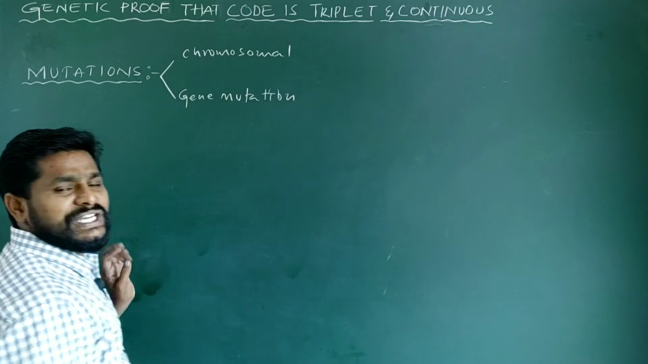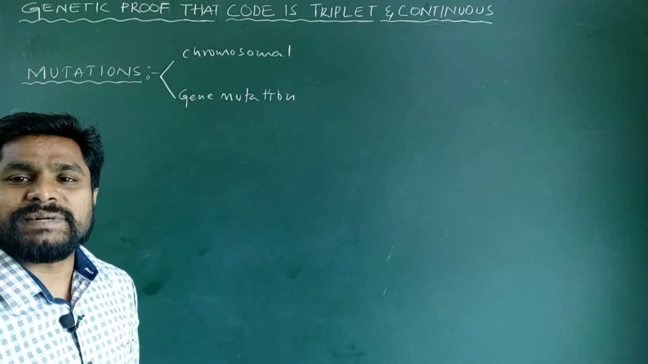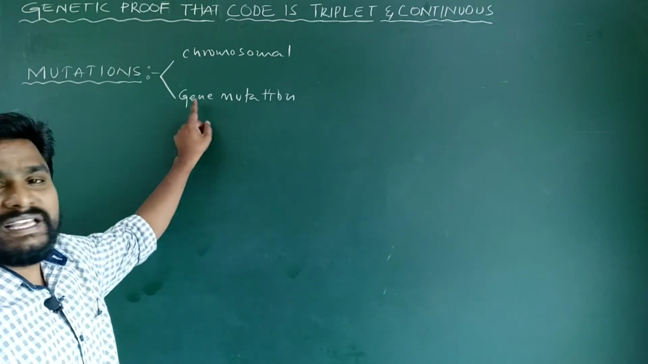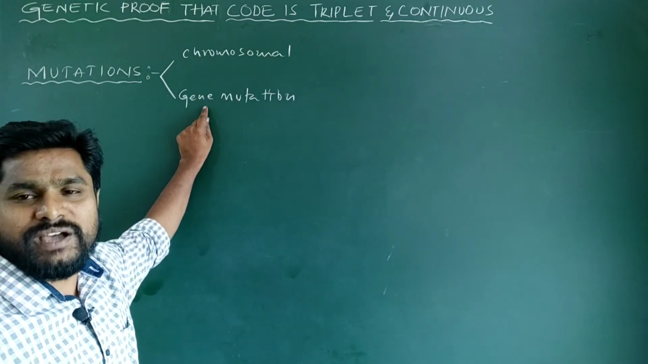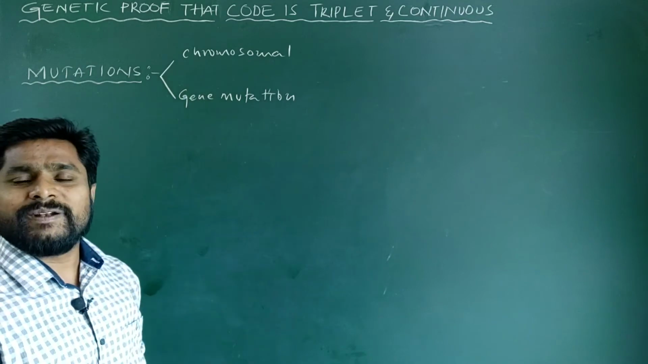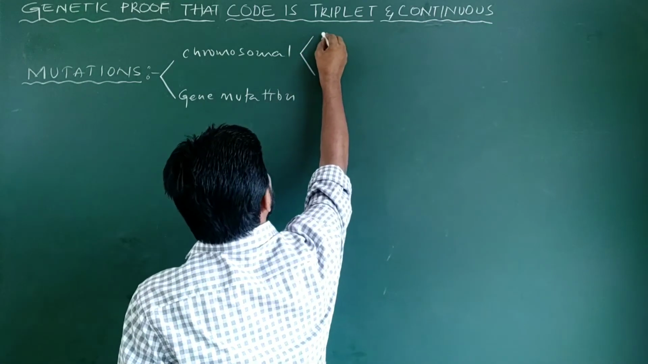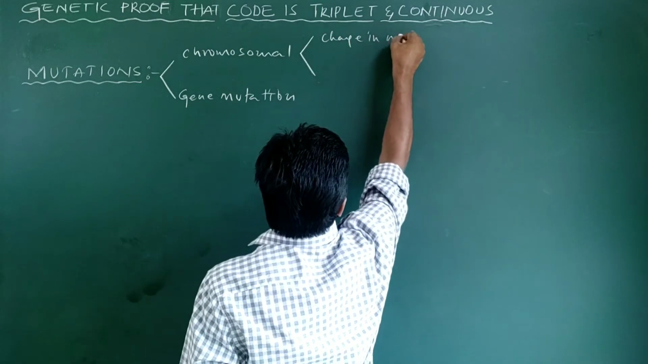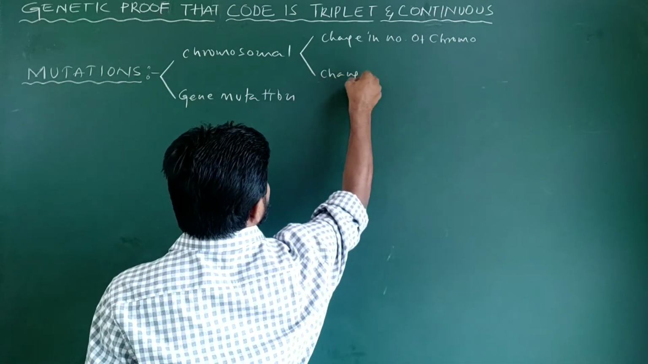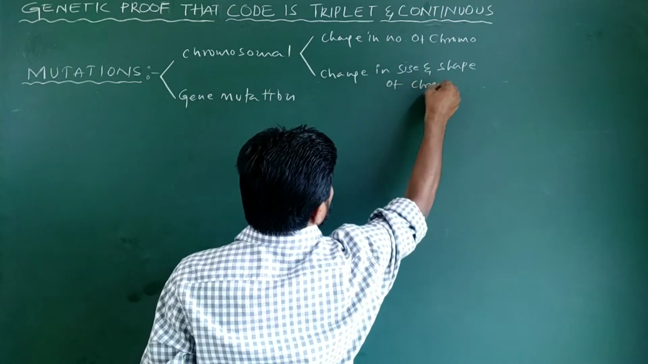Chromosomal mutations mean the changes in the genetic makeup occur at the level of chromosomes. Gene mutations mean the changes in the genetic makeup occur at the level of a gene or below the level of a gene. Particularly, the changes occur at the level of the basic structural unit of DNA, the nucleotide. Hence the name gene mutations, and it is otherwise called point mutations. First, let us come to chromosomal mutations. These chromosomal mutations are again divided into two. Those are chromosomal mutations due to change in the number of chromosomes, and the other one is chromosomal mutations due to change in the size and shape of chromosomes.